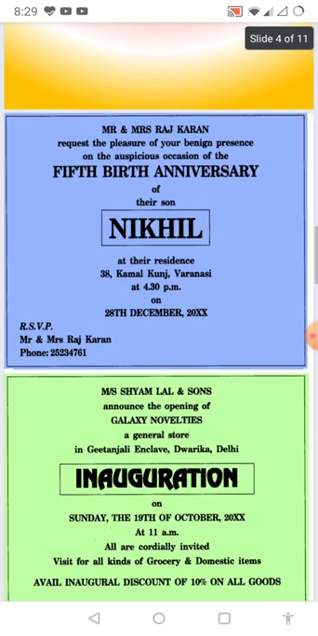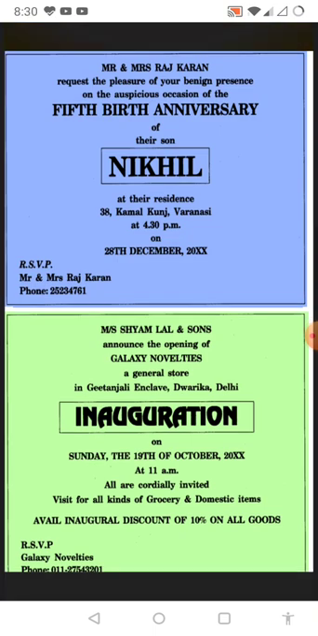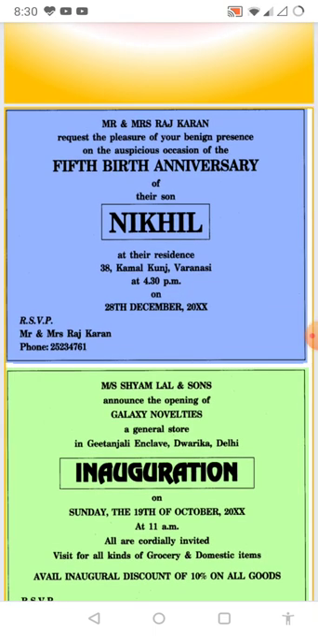Look at this, the first one. This is an invitation, and this is a card type invitation. Mr. and Mrs. Rajkaran, the host line, they are the host, and then they request the pleasure of your benign presence on the auspicious occasion of the 5th birth anniversary. So host line, request, and what is the occasion, name of that. After that the address is written and time is written, plus date, address and time, and at last it is RSVP.